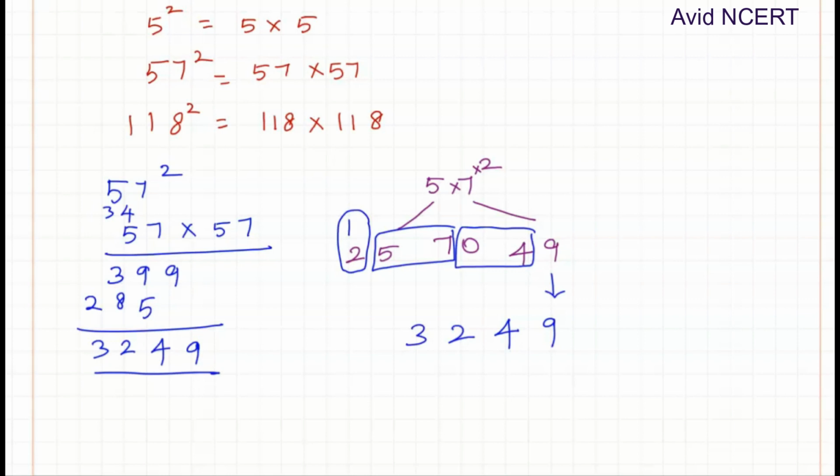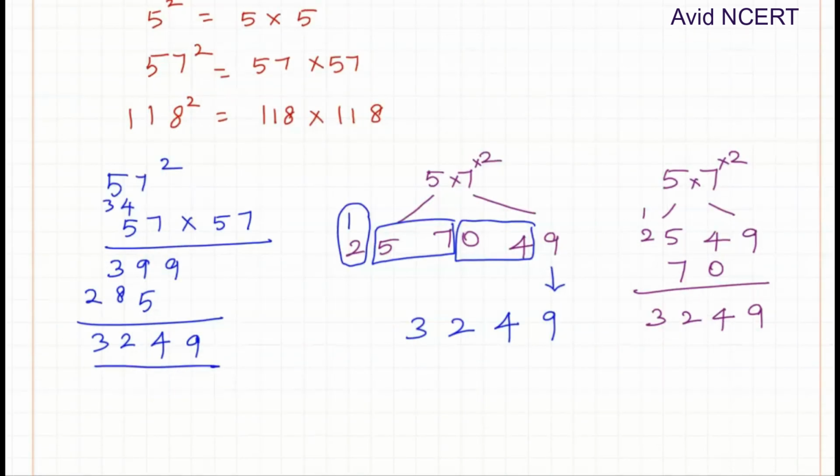There is also another method for 57 square. The same thing goes again: 5 square is 25, 7 square is 49, and 5 times 7 times 2 is 70. So you can add it here. So it is 9, 4 plus 0 is 4, 7 plus 5 is 12, 2 plus 1 is 3. You can use any of those methods to find the square, or we can memorize from 1 to 30.